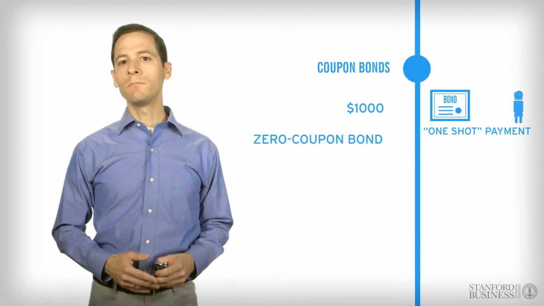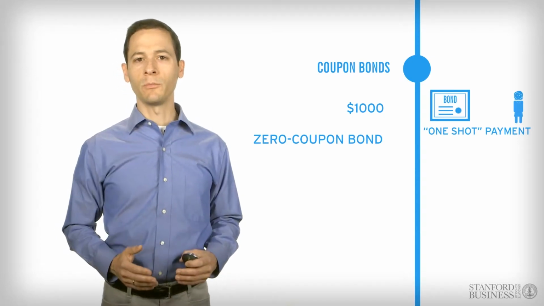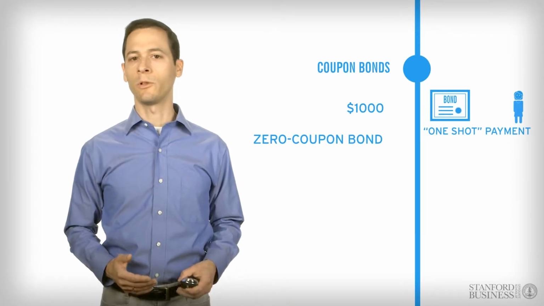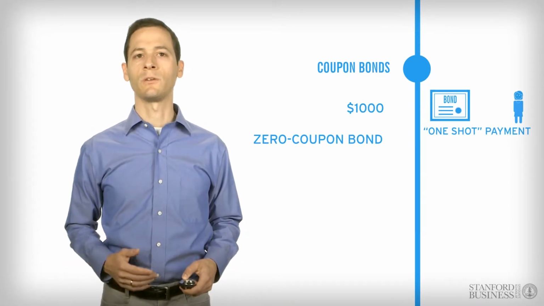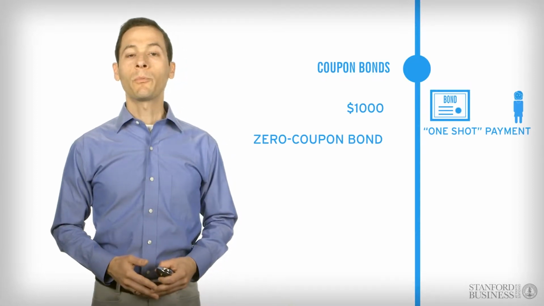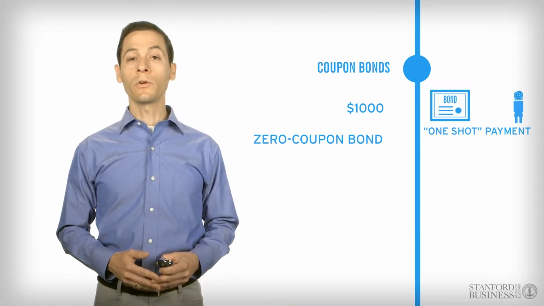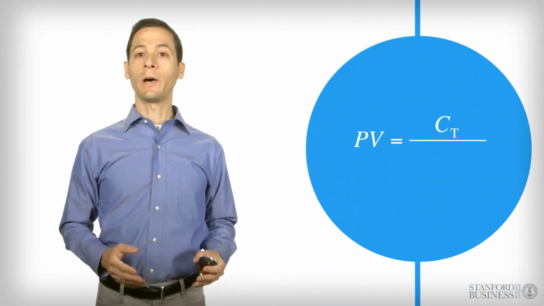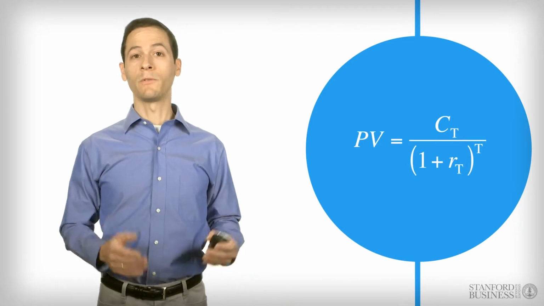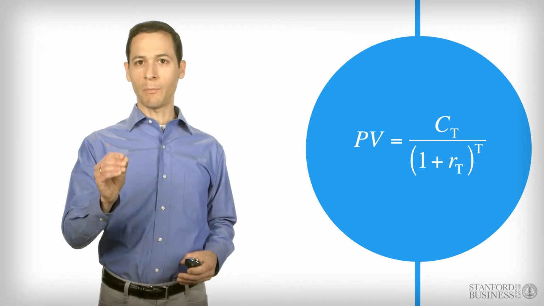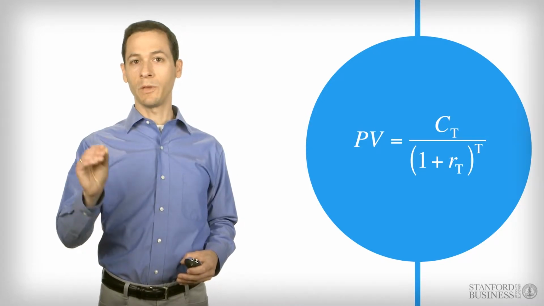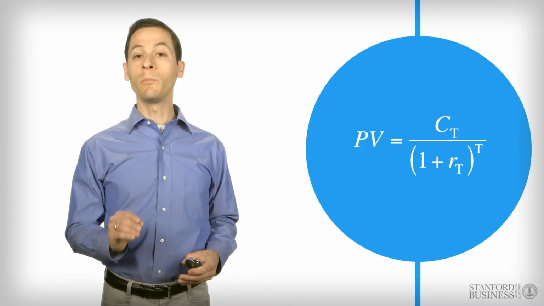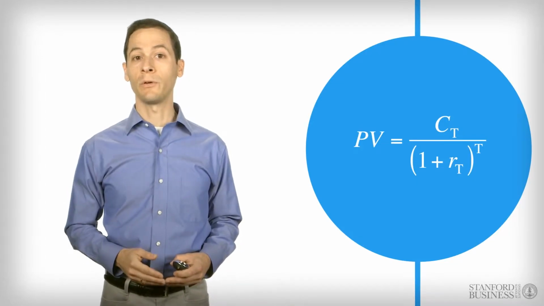Well, the first thing to note is that anyone issuing such a bond, even the US government, would have to sell the bond for less than $1,000, as long as interest rates on longer-term safe securities are positive, which they almost always are. The present value of a zero coupon bond maturing in T periods is C sub T, the cash flow at time T, divided by 1 plus R sub T to the power of T. I wrote the subscript, capital T, in the discount rate R sub capital T to specify that this is the appropriate discount rate for a zero coupon bond maturing in capital T periods.